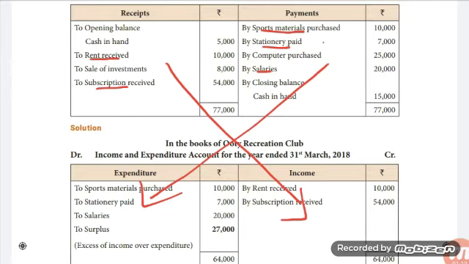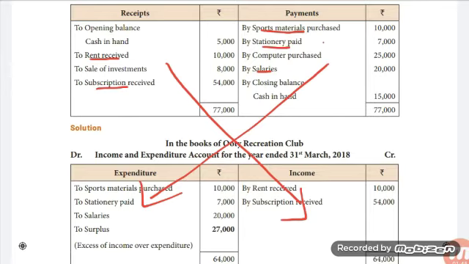Okay, what is the next item? Sale of investment is the next item. Children, I already told you, do not take capital receipts and capital expenditure. Okay, take only revenue items. Sale of investment is a capital receipt, so you do not take that item in income and expenditure account. Okay, what is the next item?